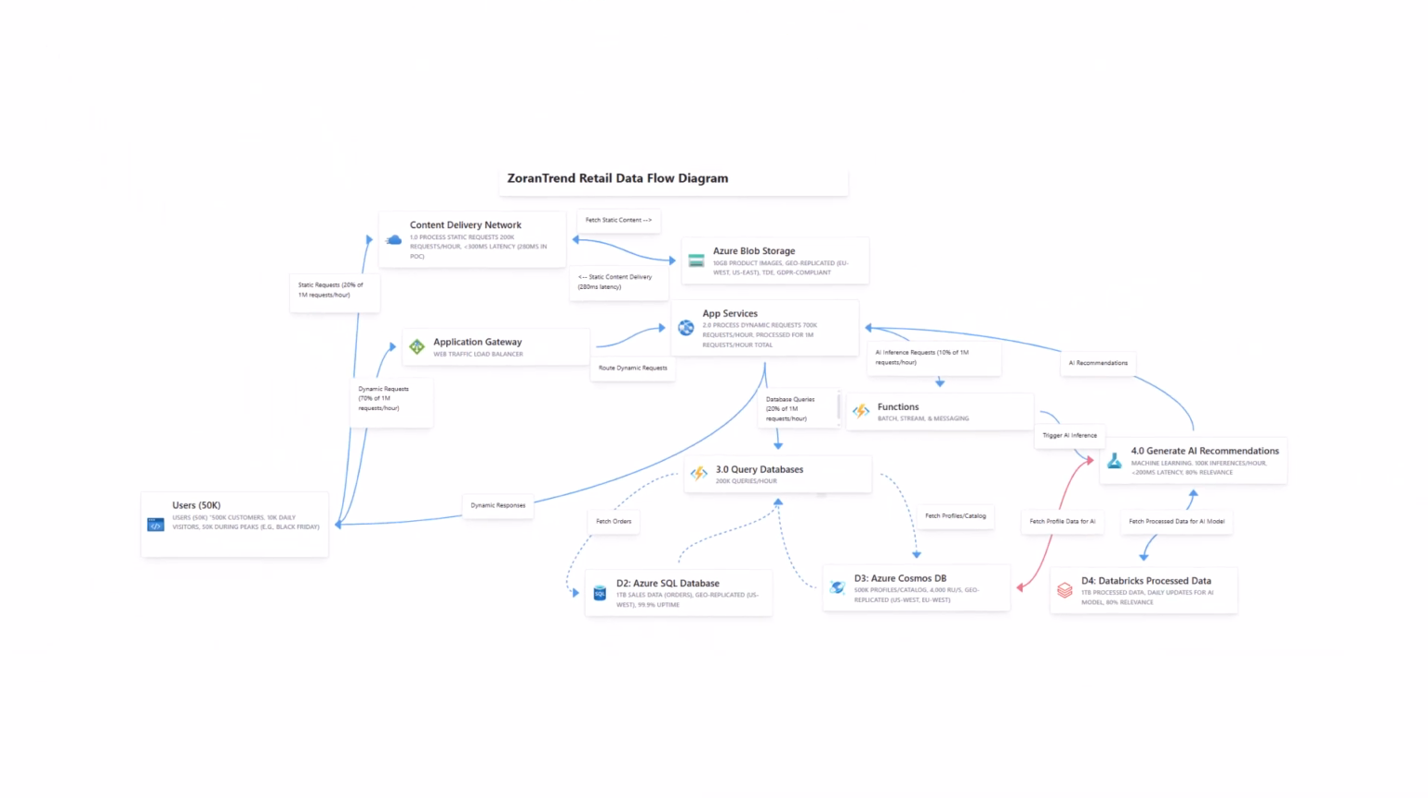Conclusion and impact. To summarize, this data flow diagram illustrates how Zoran Trend Retail's Azure system efficiently handles 1 million requests per hour. Static requests are served in 280 milliseconds via Azure CDN. Dynamic requests are processed securely through Application Gateway and App Services.